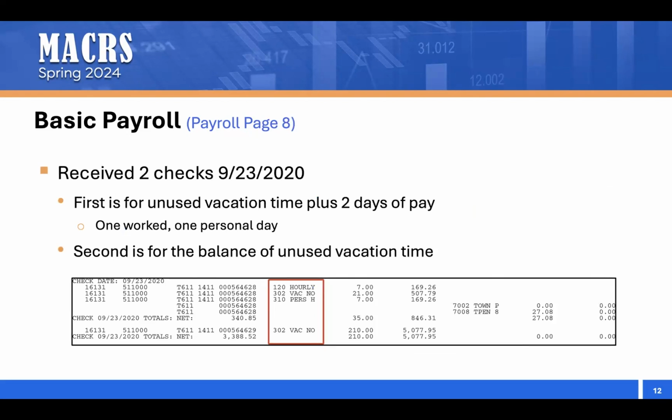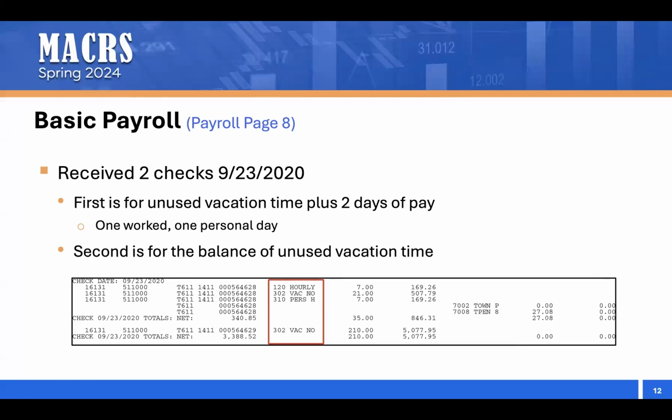And again, we're getting to the end of their career. So sometimes you'll see this person actually has two checks dated the same date. The prior person did not get two checks on one date at the end. They just got one. This person has two. The first part of the check is hourly for 1 day, then unused vacation time for 3 days, and then 1 day of personal time. So again, this is someone who didn't work a full week their last week. They worked the 1 day and took one personal day.